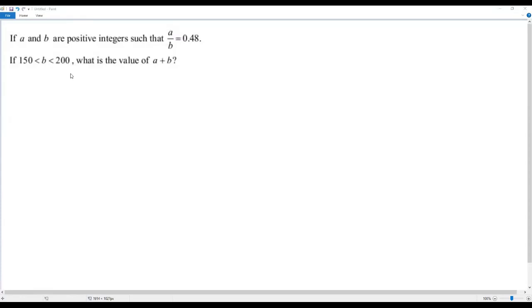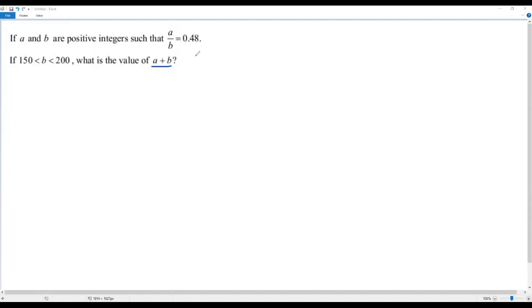Here we have a SAT math problem. Okay, let's go to the question. If A and B are positive integers, so that A over B equals 0.48, and 150 is less than B, which is less than 200, what is the value of A plus B? Using the given information, we have to get the value of this expression, A plus B.